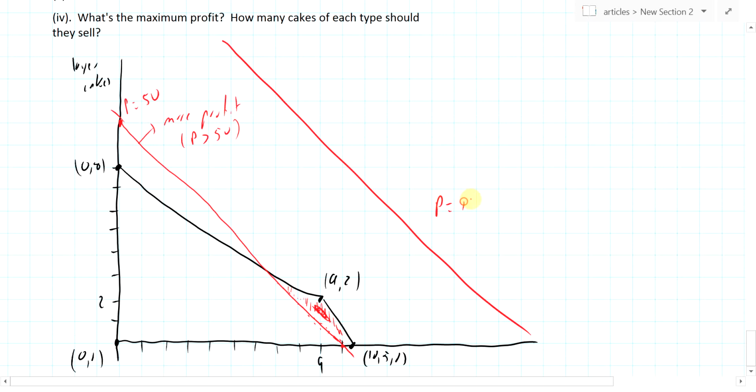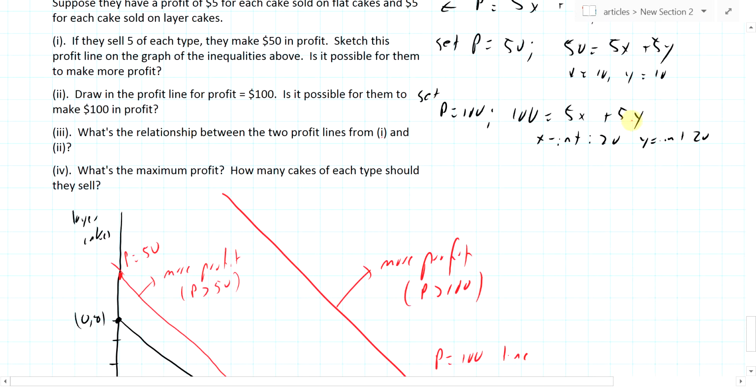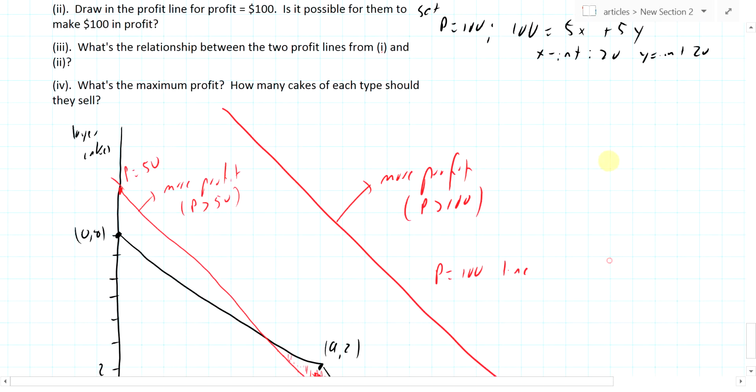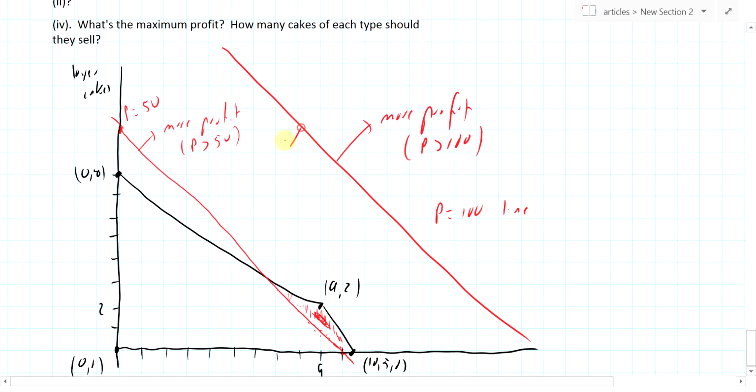This is the profit equals 100 line. And the profit is, more profit is out this way. Right? That's P greater than 100. If you take a test point of 0, 0, and you plug it into here, you get 0 is actually less than 100, so 0, 0 is on the less than profit side. Right? So every line splits the plane into more and less. More profit is out this way, less profit is out this way.